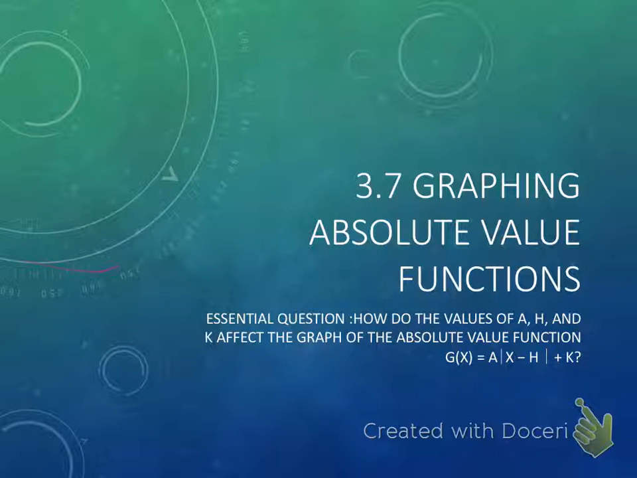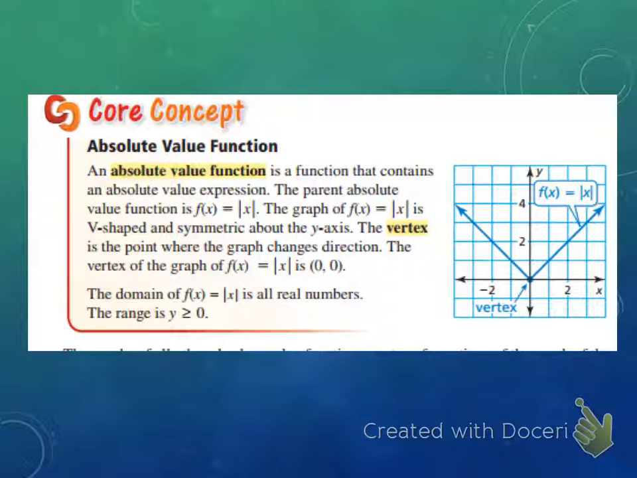This is lesson 3.7, graphing absolute value functions. The essential question here is, how do the values of a, h, and k affect the graph of the absolute value of the function given below? Now, our core concept here is that an absolute value function is a function that contains an absolute value expression.